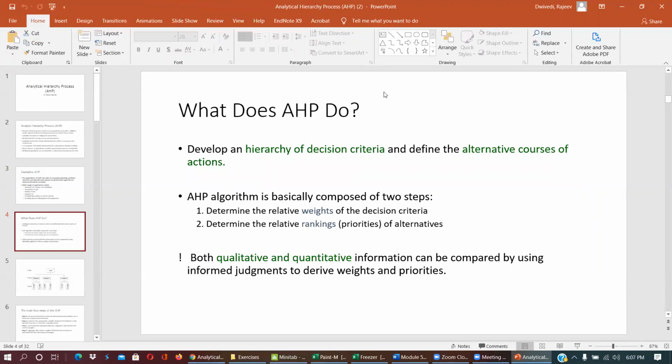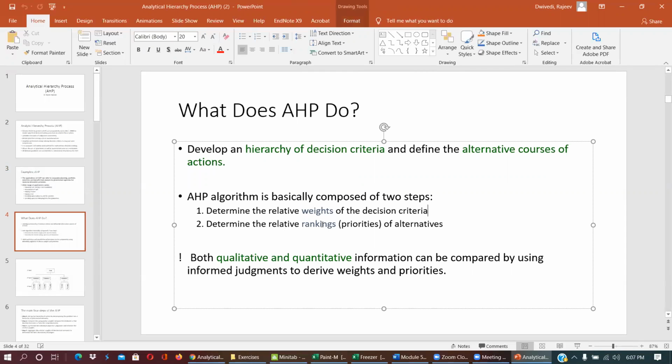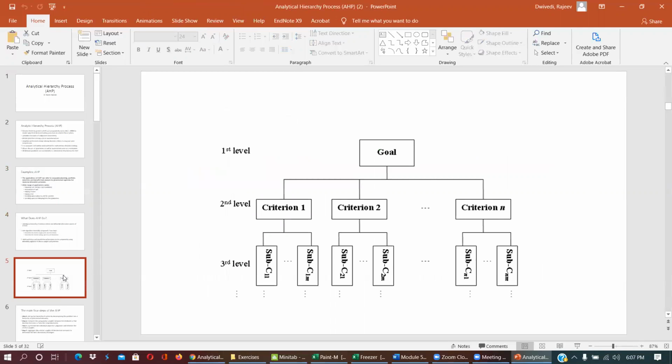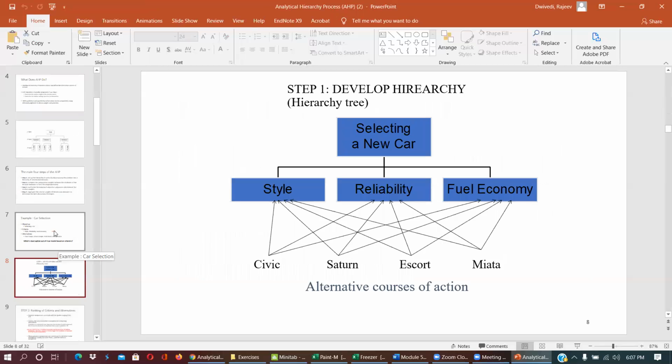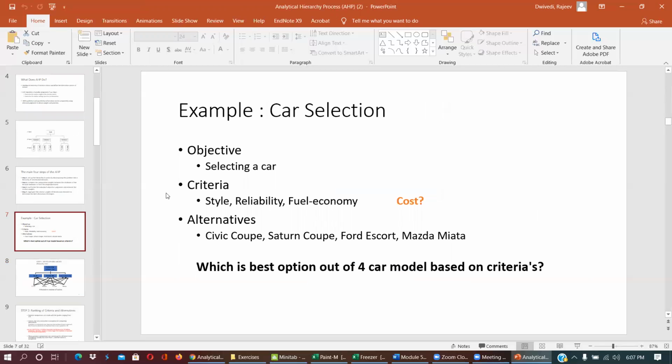What does AHP do? It develops a hierarchy of decision criteria and defines the alternative courses of action. It is basically composed of two steps: relative weights of decision criteria and relative ranking of alternatives. So these are the two things. Let me go directly into the example so that you can look into this.